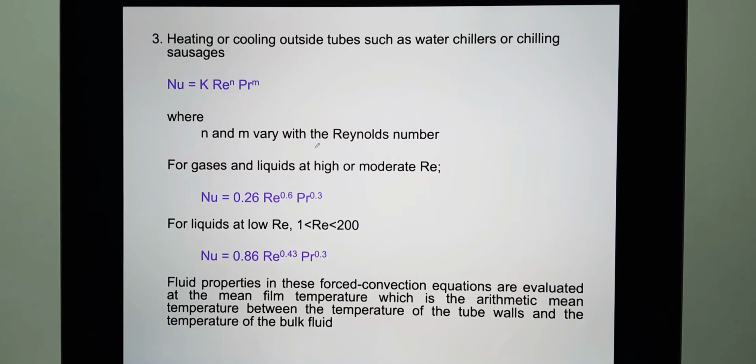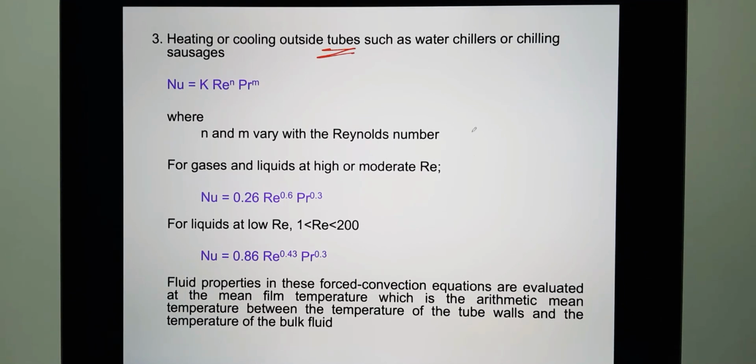Okay, so now let's move on to the next one. Heating or cooling outside tubes, such as water chillers or chilling sausages, whereby Nusselt equals K times Reynolds to the power of n times Prandtl to the power of m, where n and m vary with Reynolds number. So you need to calculate Reynolds number again when you are talking about tubes.